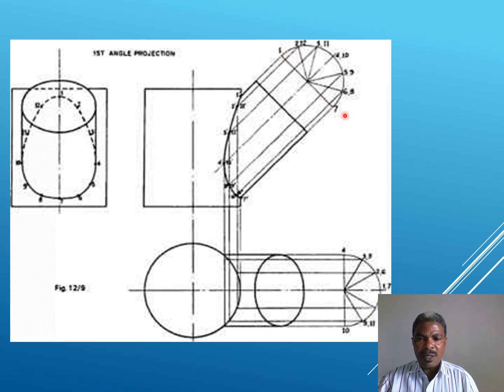They have to follow the procedure. How? If here is 1, make sure it's followed by 2, 3, 4, 5, 6, 7. Then it continues 7, 8, 9, 10, 11, 12. That is the order we are following. The same applies for the plan view. And this is the end view of your two cylinders interpenetrating each other. That's how it looks if you observe from the end view.